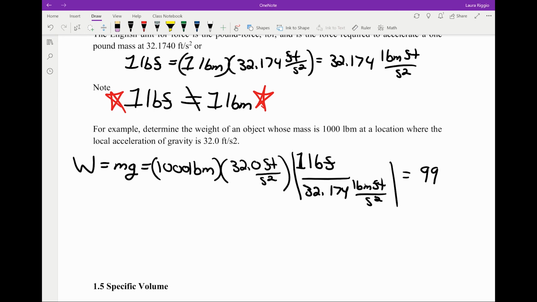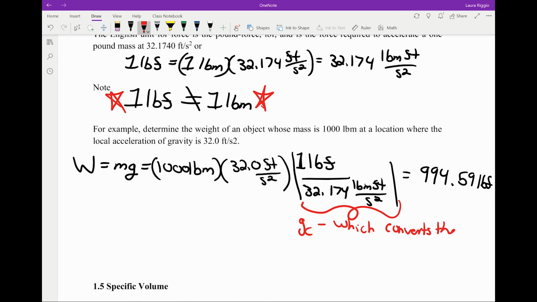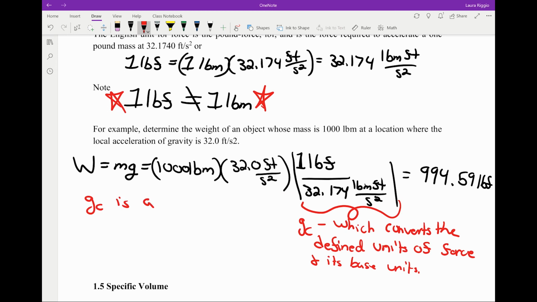which gives me a weight of 994.59 pound force. This is called your gravitational constant. It's a unit converter. So it's going to convert our defined units of force and its base units. So GC is a proportionality constant.